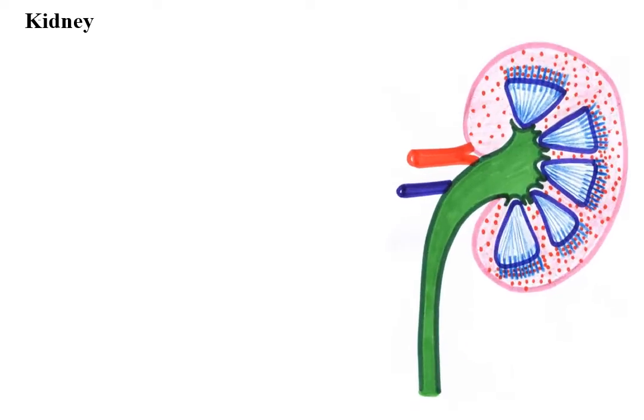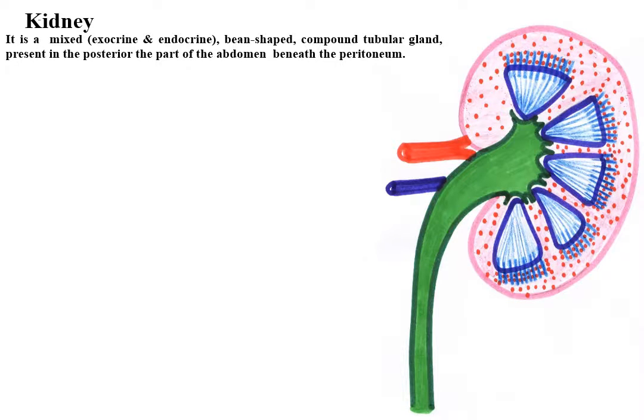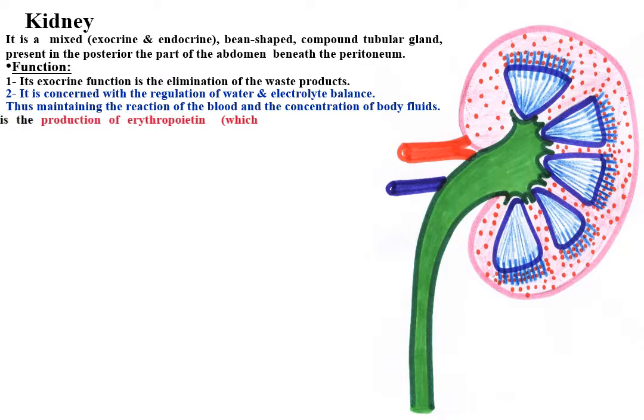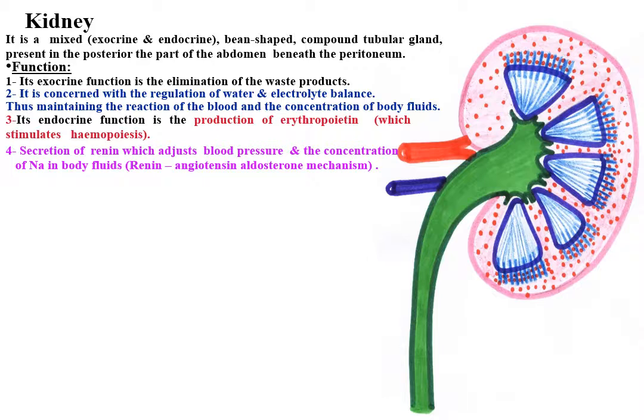Kidney is a mixed, both exocrine and endocrine, bean-shaped compound tubular gland present in the posterior part of the abdomen beneath the peritoneum. Its exocrine function is the elimination of waste products. It is concerned with the regulation of water and electrolyte balance, thus maintaining the reaction of the blood and the concentration of body fluids. Its endocrine function is the production of erythropoietin, which stimulates hemopoiesis, secretion of renin, which adjusts blood pressure and the concentration of sodium in body fluids, renin angiotensin aldosterone mechanism.